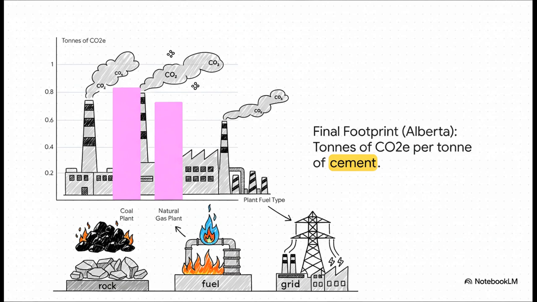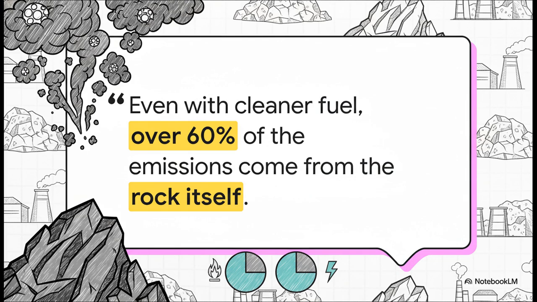And you can see it all stacked up, the big base from the rock itself, the middle chunk from the fuel, and that little sliver on top from the electricity. But here is the most important takeaway of all. Just look at those final numbers. Even in the best-case scenario with cleaner natural gas, that huge chunk at the bottom, our unavoidable process emission, still makes up over 60% of the entire footprint. You can't just switch fuels and solve this problem.